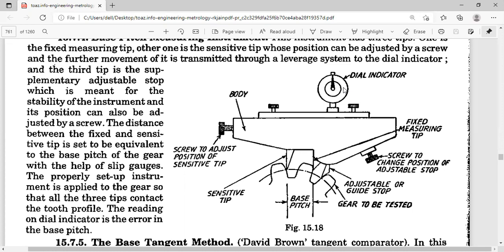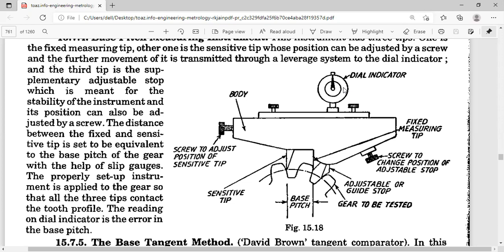Anybody can ask, sir has told you to take at least 5 to 10 readings, so why are you satisfied with only one reading? It's not like that. You can change the position of the sensitive tip, and with respect to that position, take at least 5 readings and take the average of them. That is one thing you have to keep in mind. Nobody will tell you this in the textbook. It is only practical knowledge.